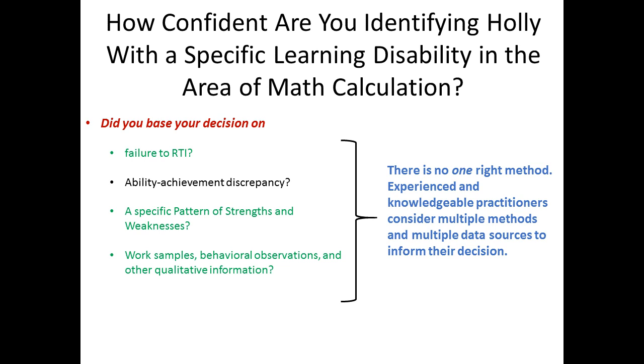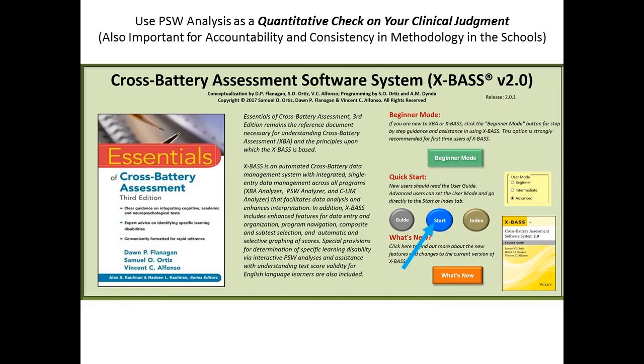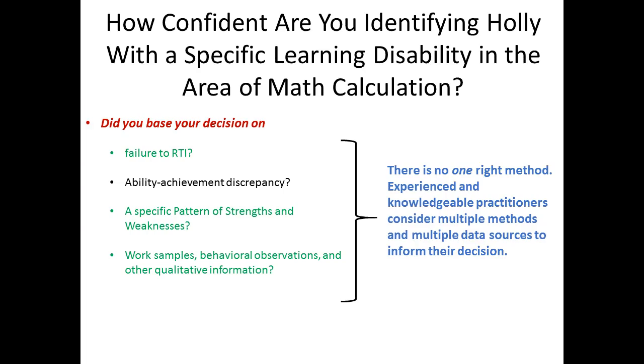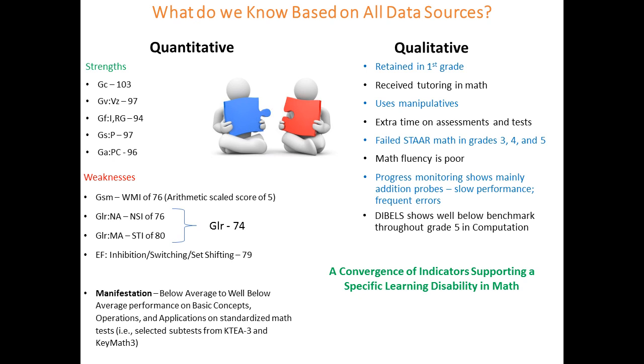That's where the thinking comes in, and that's where our clinical skills come in to try to determine if we indeed have an individual who has a disorder in a basic psychological process that rises basically to the level of a disability. So in terms of PSW analysis, and I would say that by the time you're here, you have a pretty good understanding of your data, and you're probably already saying to yourself, this looks like a pattern that would support a specific learning disability.